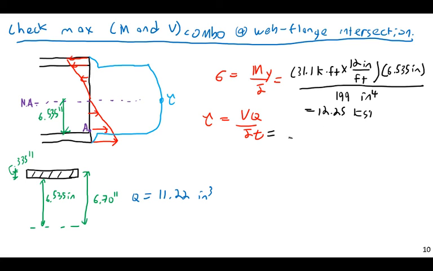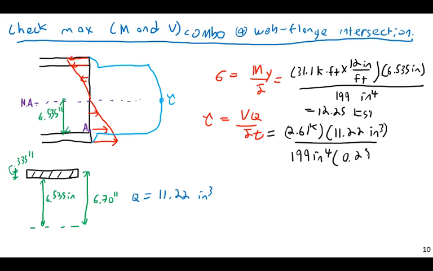And our shear stress: 2.61 kips, our value from our shear diagram, times 11.22 inches to the third, all over 199 inches to the fourth, times 0.23 inches. And this comes to 0.64 ksi.